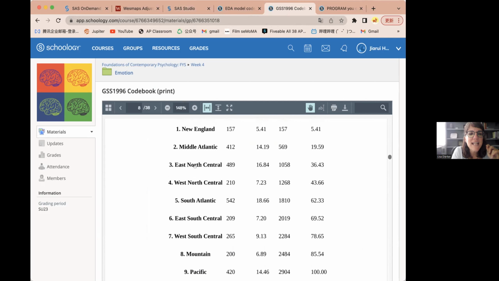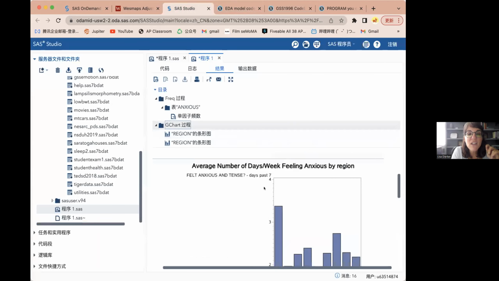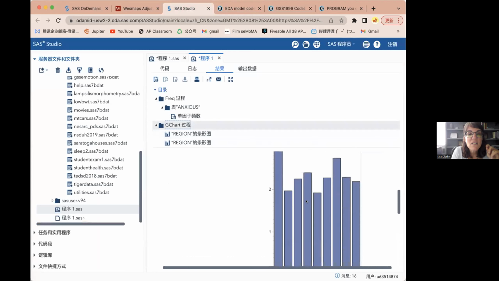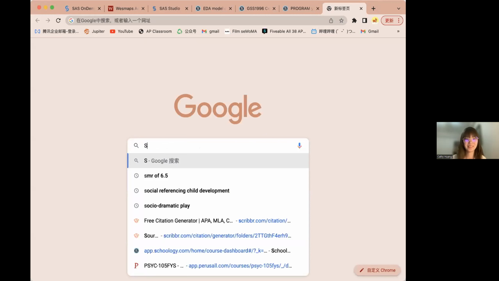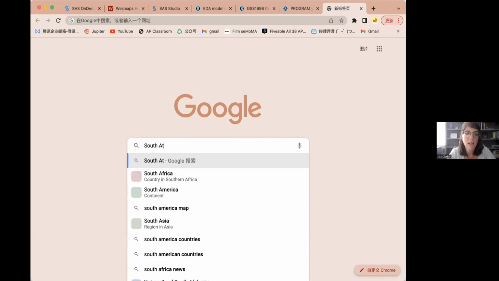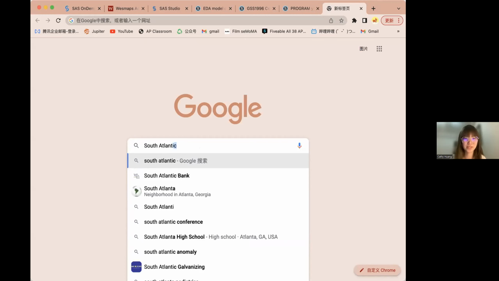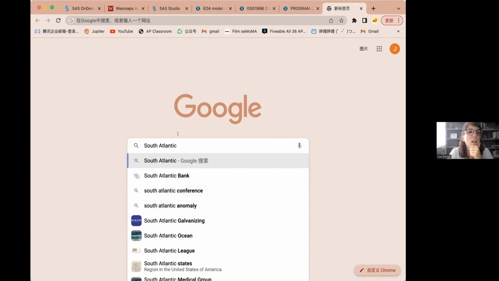And then what's 5? South Atlantic. Go back to your graph again, because 5 is the lowest. South Atlantic. I don't even know what South Atlantic is. I have to look that up. That's not usually how we talk about things. It's Atlantic. Yeah, that was quite strange.